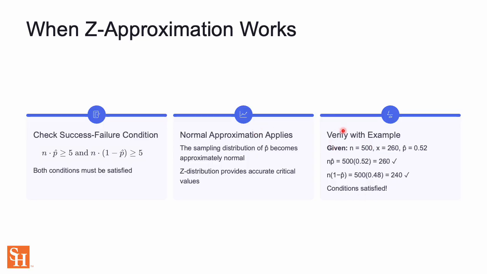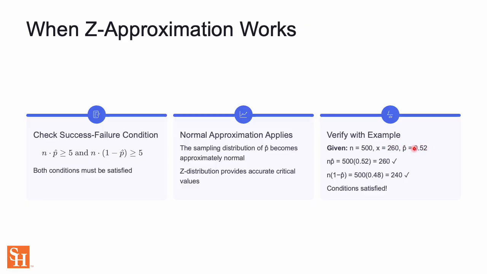So let's look into that with some example. For example, here our sample size is 500 and x is 260. Imagine we are interested to know the proportion of female students at Sam Houston State University, and we took a sample of 500 students, and among these 500 students we have 260 female students, right? Therefore the proportion p here is 0.52.